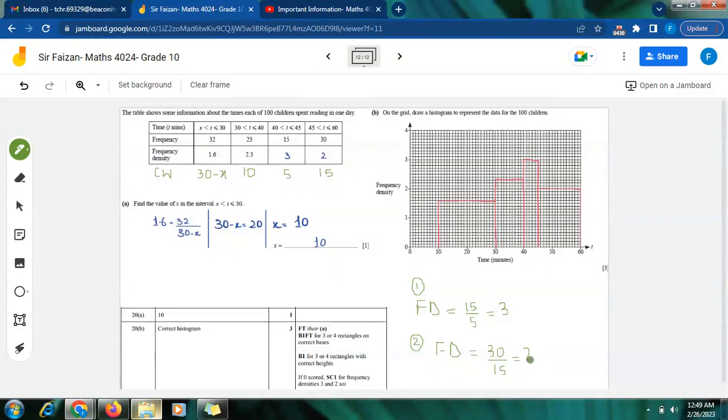So now I have the frequency densities with me. I have completed this table now. So moving on to the first part.